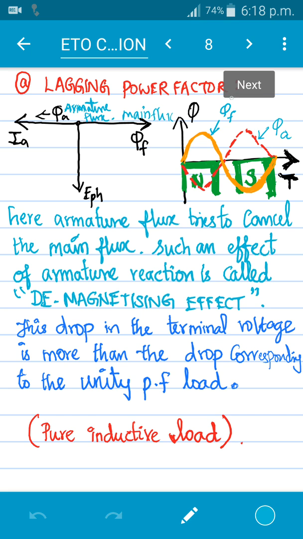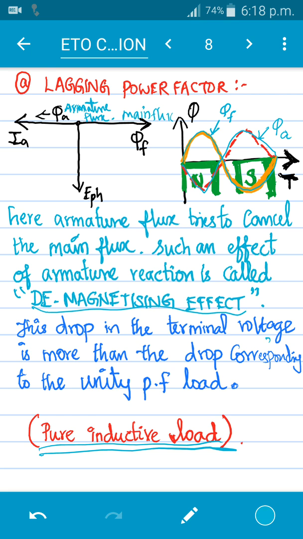Now consider the lagging power factor. See, it is totally nullifying the EMF. Here the armature flux tries to cancel the main flux. Such an effect of the armature reaction is called the demagnetization effect. This drop in the terminal voltage is more than the drop corresponding to the unity power factor load. This is a pure inductive load. This is called the demagnetization effect.